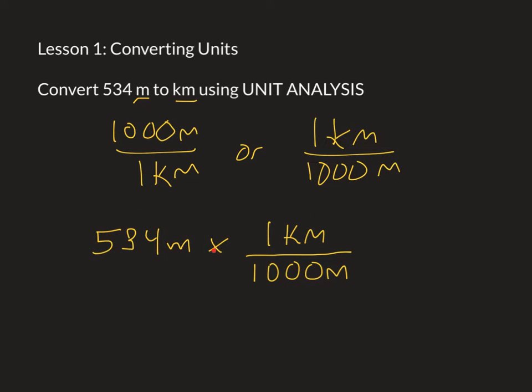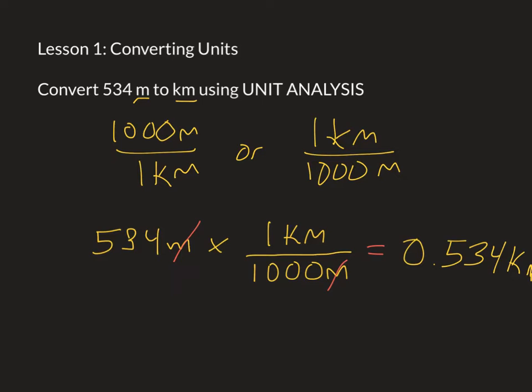And what I'm really doing is multiplying by meters here, and then dividing by meters here. What that does is it gets meters to cancel out, and then the only unit I'm left with is kilometers, which is the unit that I want, all right? So mathematically, I'm going to go 534 times 1 divided by 1,000. When I multiply that out, my answer is going to be 0.534 kilometers. All right, run out of room there, but that's how this works.